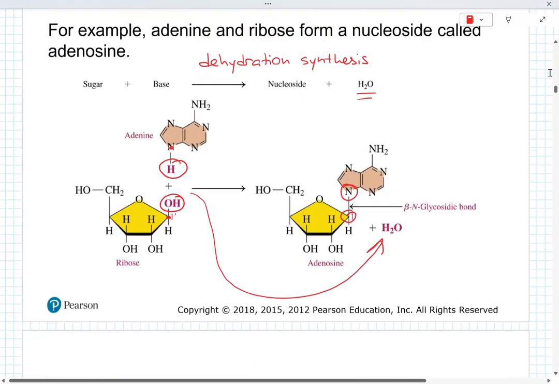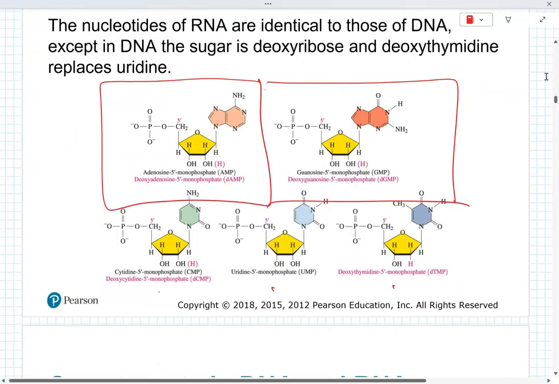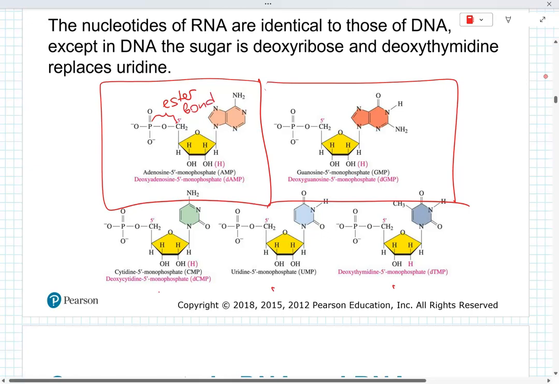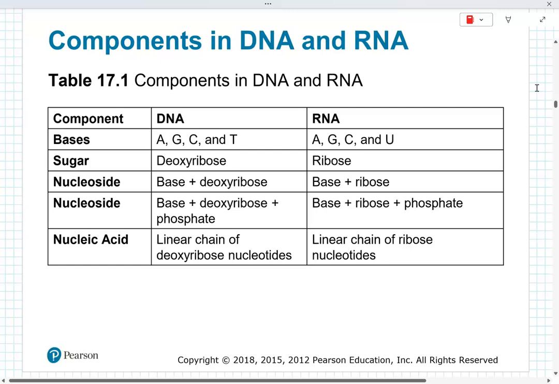So, if we go back here, you see that the 5' carbon in a nucleoside has a hydroxyl group. This hydroxyl group interacts with a phosphate, forming an ester bond. Okay? All good? So this table essentially summarizes the bases, the sugars, nucleosides, nucleotides and nucleic acids that are found in the cell. So you must know that difference, that difference. Other than that, the structures are pretty much the same.